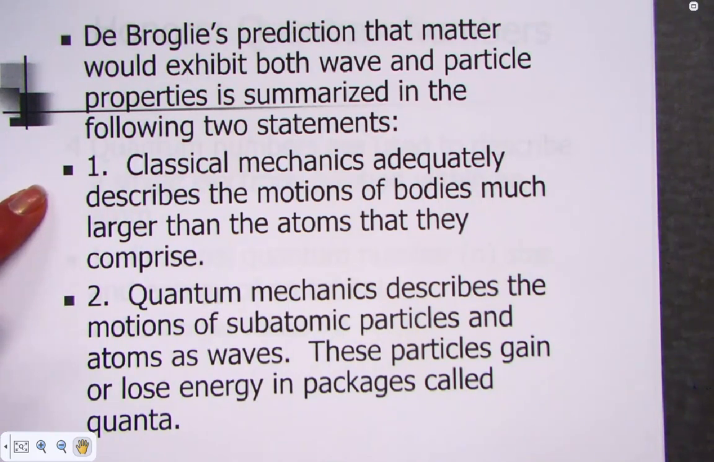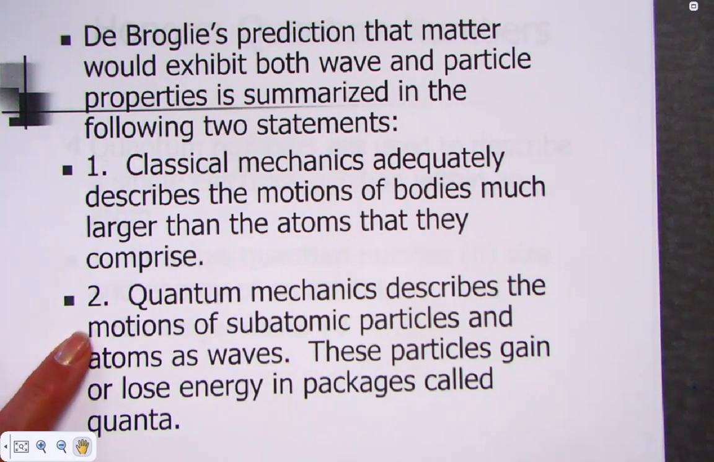Statement 1. Classical mechanics adequately describes the motions of bodies much larger than the atoms that they comprise. Number 2 says, the field of quantum mechanics describes the motions of subatomic particles, atoms and waves. These particles gain or lose energy in packages known as quanta. A quantum of energy is the smallest amount of energy packet that's either absorbed or released by an electron.